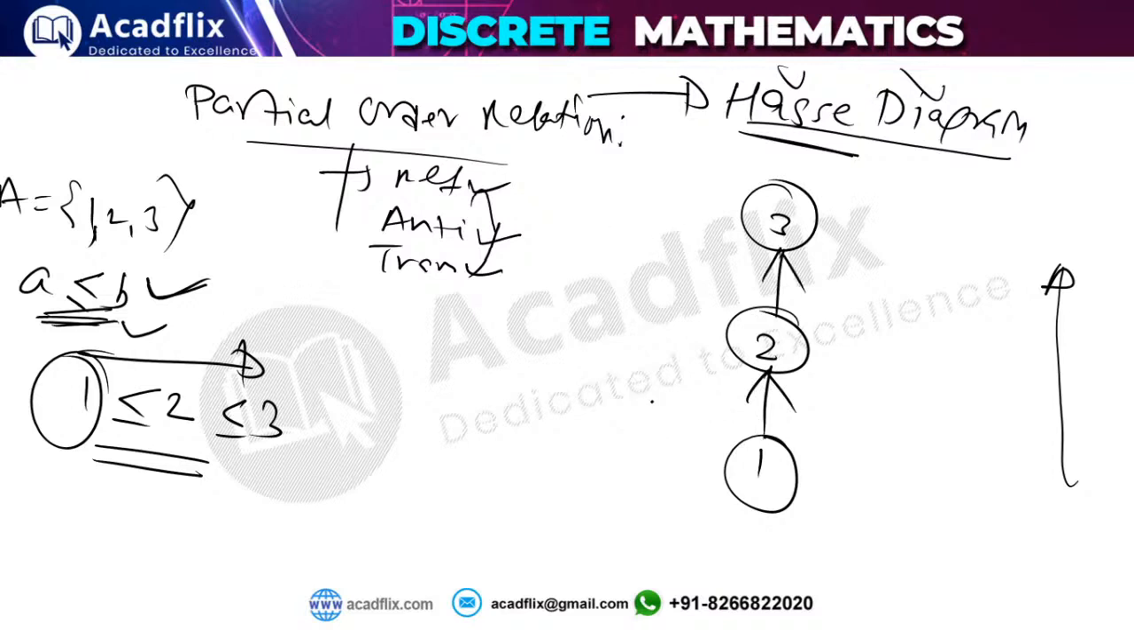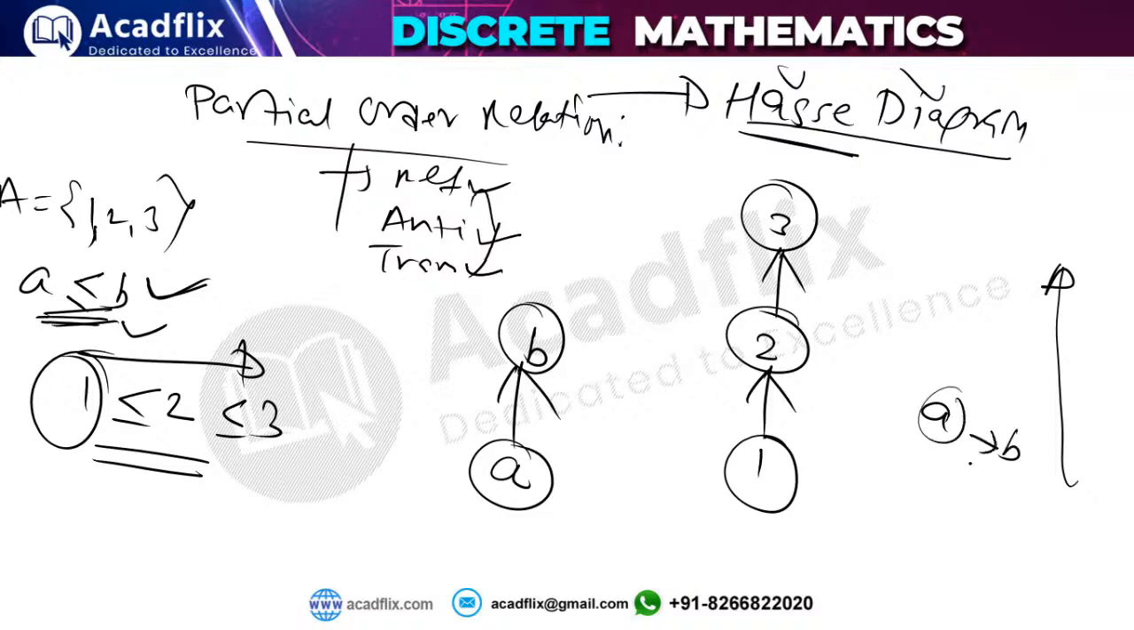So in a Hasse diagram, let's assume A is there and B is there, and they are related, then you put them like this. Because in a partial order relation, whenever A is related to B, because of the anti-symmetric property, we can say that B is not related to A. So because of this anti-symmetric property, there is an ordering here.